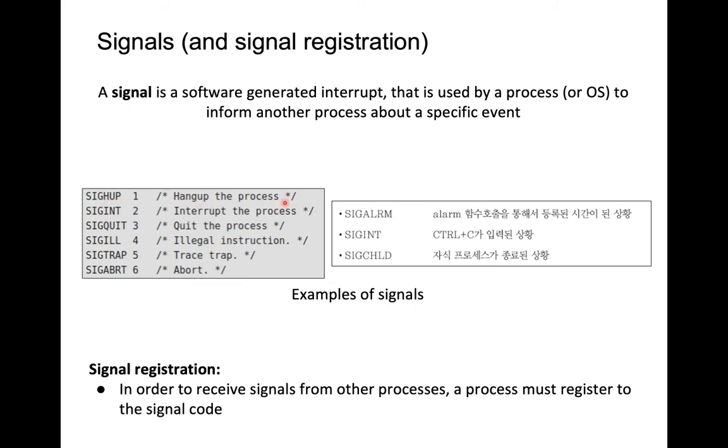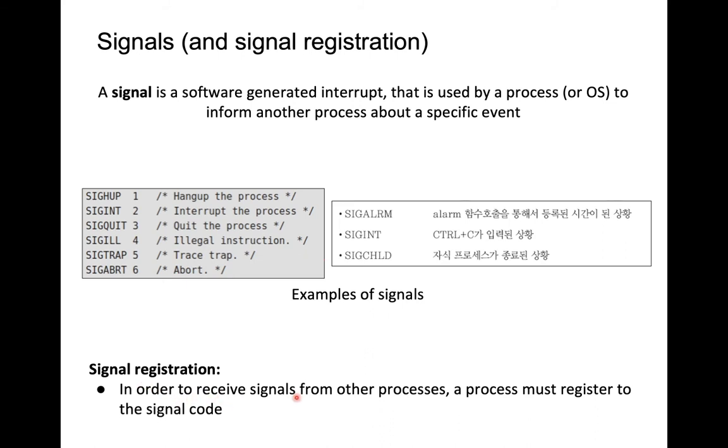SIGHUP is for hanging up the process, and SIGINT is for interrupting the process. SIGILL is illegal instruction. These kinds of signals you can send to your program, and that program can work accordingly. We can use three of them in our example. SIGALRM is used for the alarm signal. SIGINT is kind of like Control C, which interrupts your process. And SIGCHLD, which we will be using in our process to monitor the child event, is sent if the child has terminated.